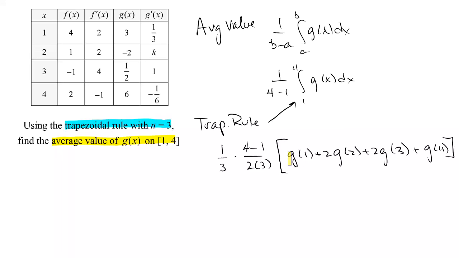And these values right along here, we're going to get straight from our table. And if you were to look, g of 1 is a value of 3. Put 3 in there. G of 2 has a value of -2. And don't forget that we're going to be multiplying that by 2. Plus 2 times g of 3. Go down to g of 3, that's 1/2. Plus g of 4, and g of 4 from the table equals 6.